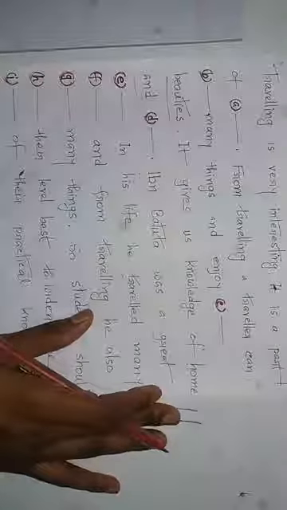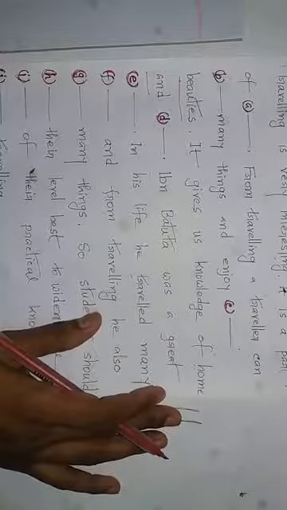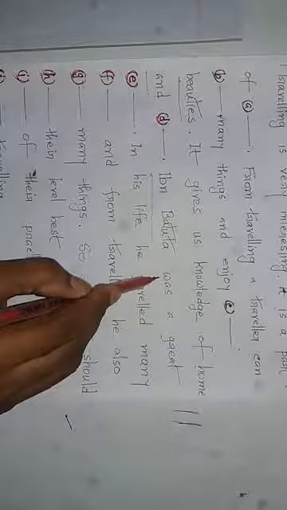Let's see gap E. By analyzing the structure of this sentence, you may easily find out the expected word. The structure is subject, linking verb, and a noun complement. Complement always gives information about the subject.